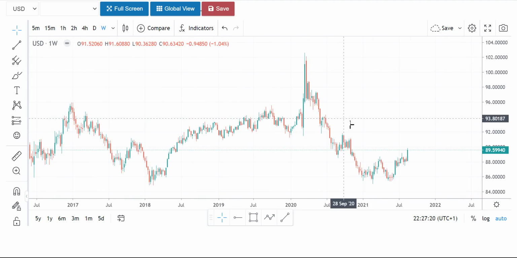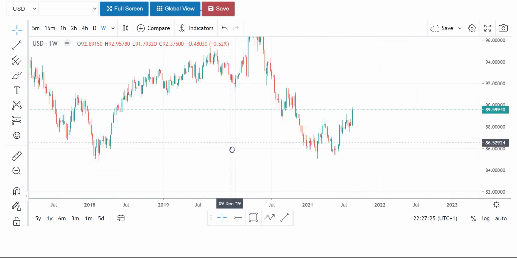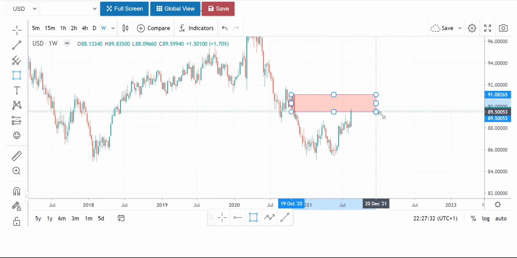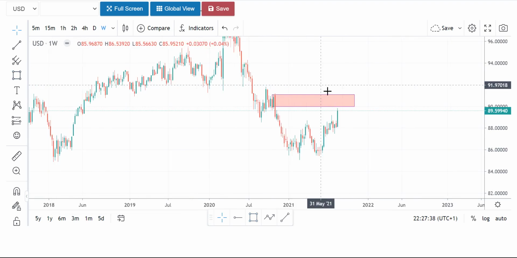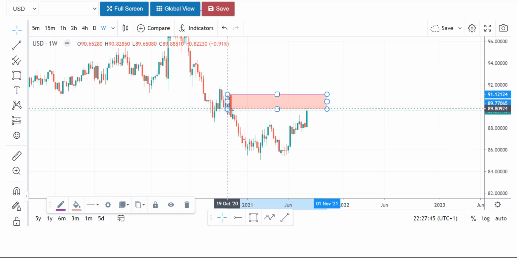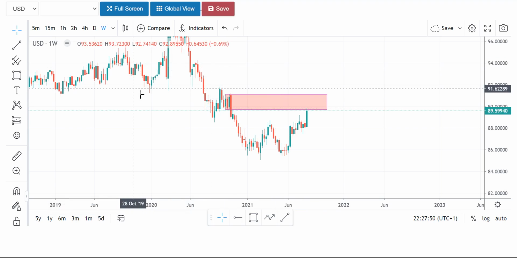Now, looking at the weekly time frame, we can see that the dollar has been gaining some momentum to the upside, and it is getting very close towards this supply region on the weekly time frame. And one thing about demand and supply is this: at a supply region, we expect that price is likely to reverse or come down, except if there is a break in structure, then supply becomes demand.